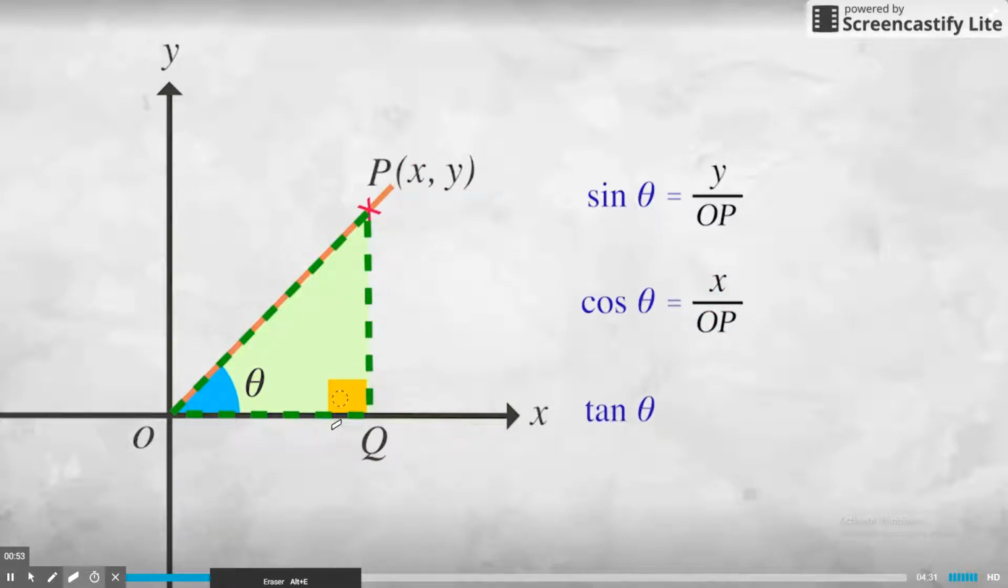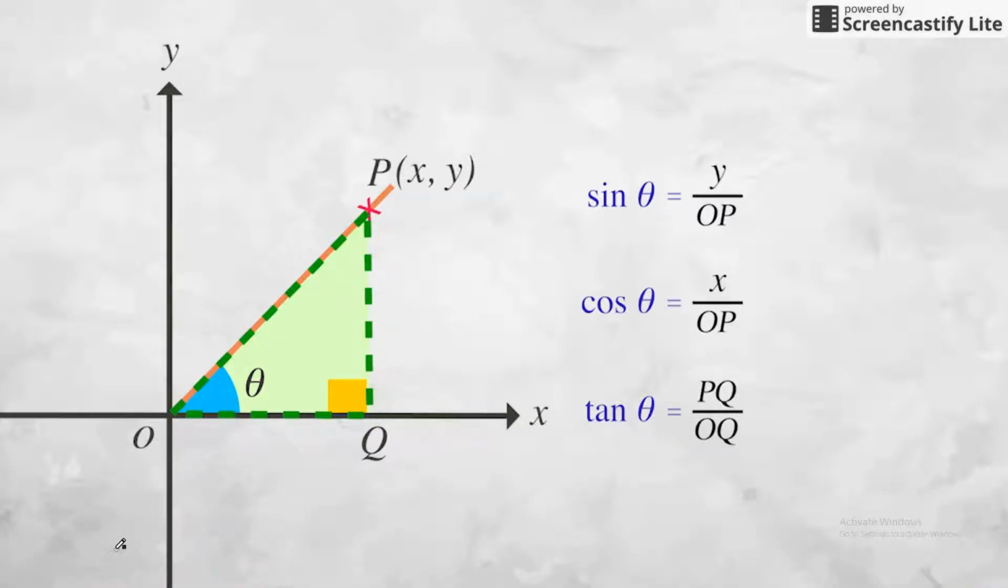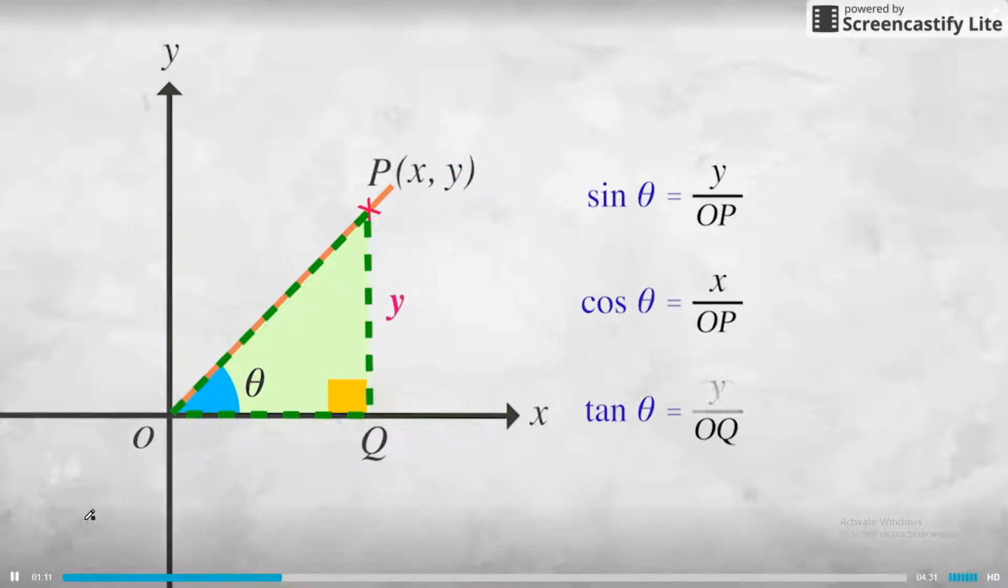How about the tangent of angle theta? It is just the ratio of the side opposite to angle theta to the side adjacent to angle theta in the right-angled triangle OPQ. That is PQ over OQ. This is none other than the y-coordinate of point P over the x-coordinate of point P. These definitions also apply to any angle on the coordinate plane.